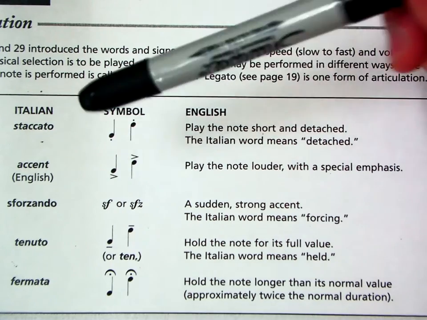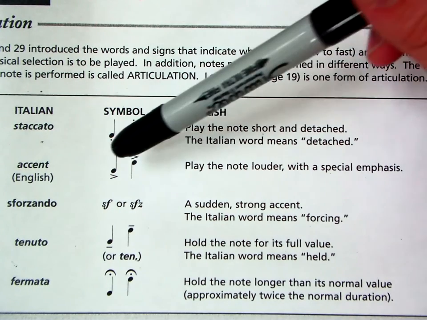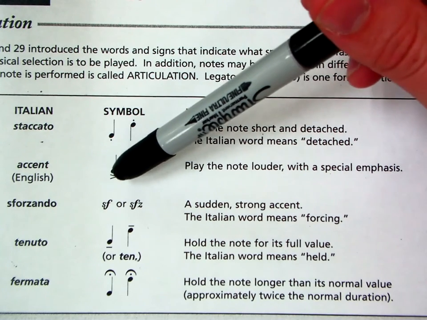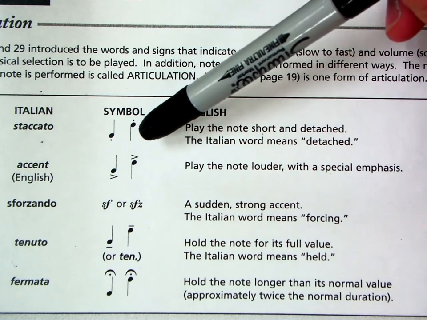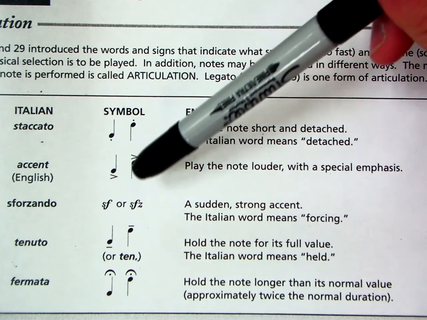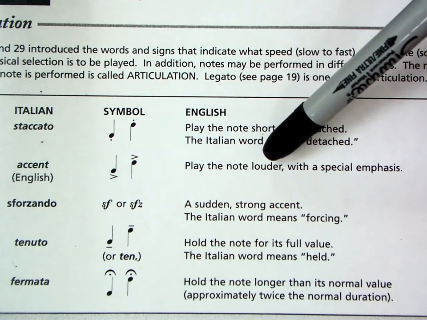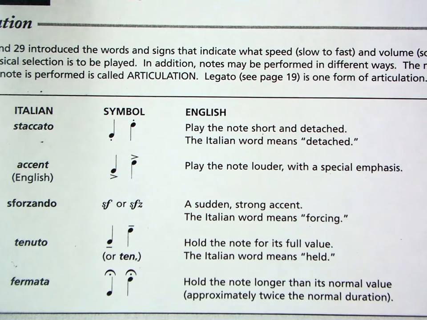Accent is the next one. Now that one's actually in English. That has this small, what looks like a decrescendo, right? Decrescendo, either above or below the note head, depending upon the stem direction. Play the note louder with a special emphasis. So it wants us to bring that note out. If we see an accent in a piece of music, the composer is telling us to play that note out just a little bit because it's important.